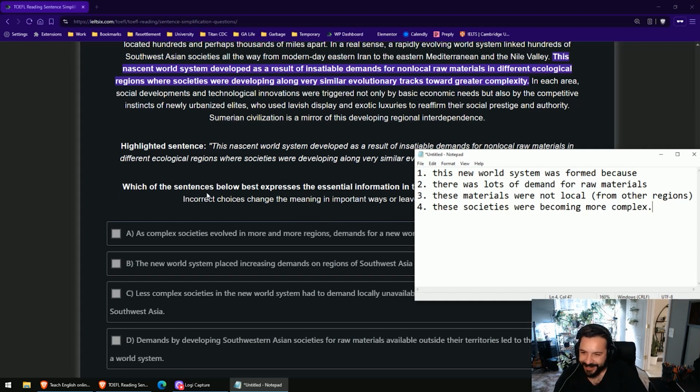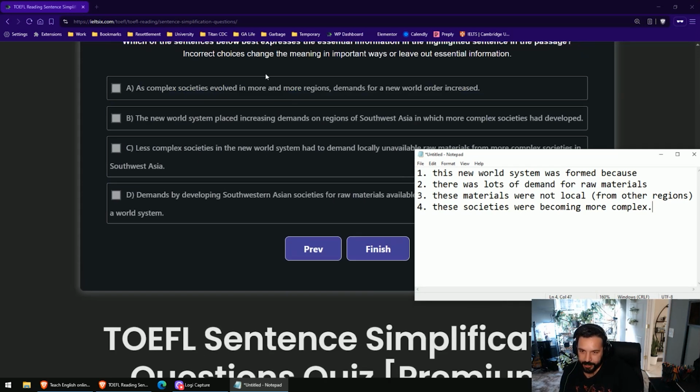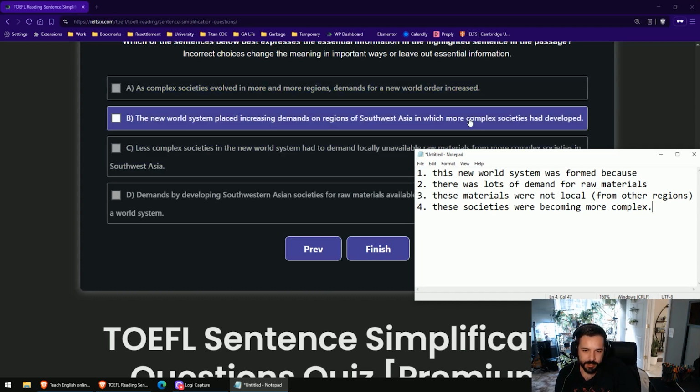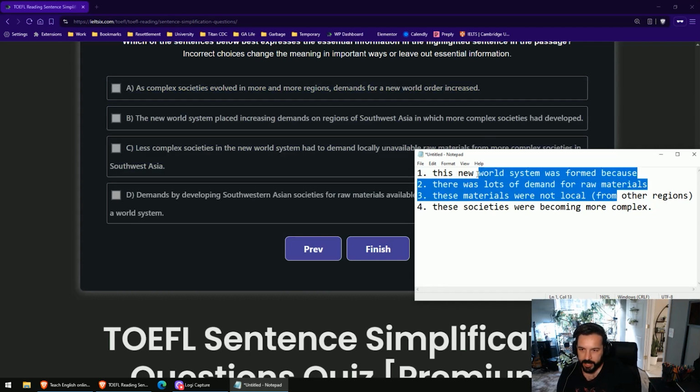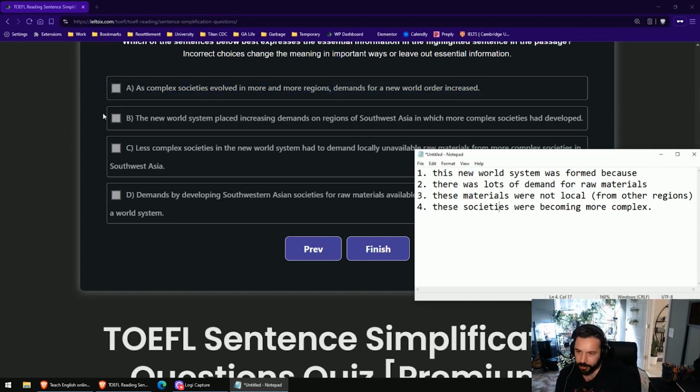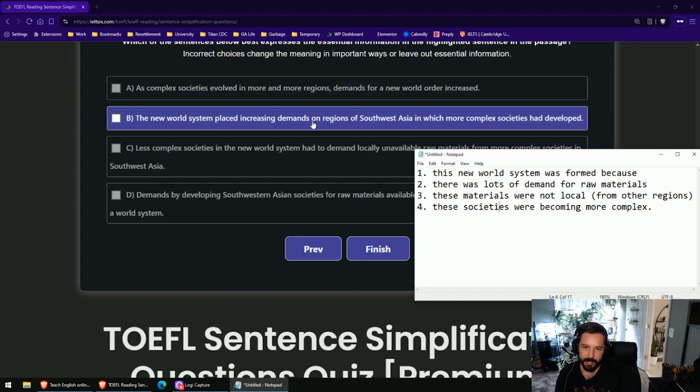Now, as complex societies evolved in more and more regions, demands for a new world order increased. This is not really including any of the information we had here. And also, we didn't say there were more and more regions. We just said societies were becoming more and more complex. So pay attention to where we are using more and more. The new world system placed increasing demands on regions of Asia in which more complex societies had developed.